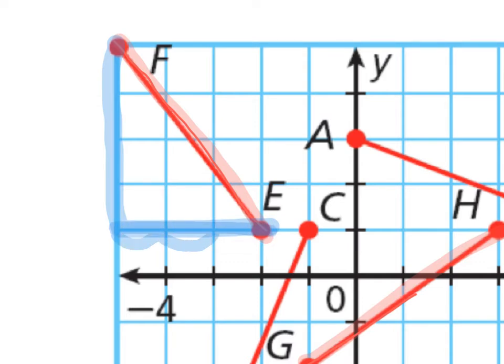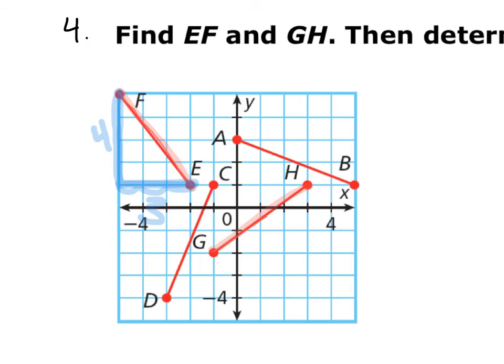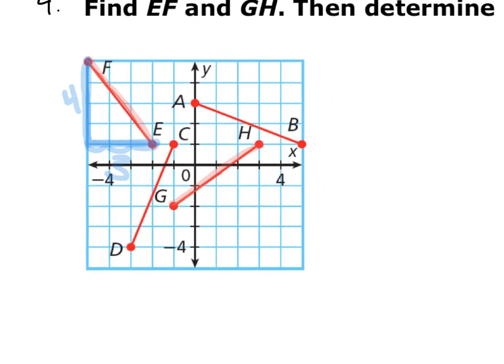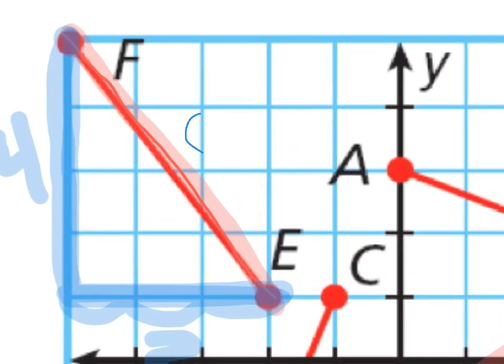We would go 1, 2, 3. So this would be 3. What about the height? 4. So what's the Pythagorean Theorem? a squared plus b squared is equal to c squared. So what's a? a is 4. What's b? 3. And that's equal to c squared, which c is our hypotenuse here. We don't know what c is yet. It is this hypotenuse.